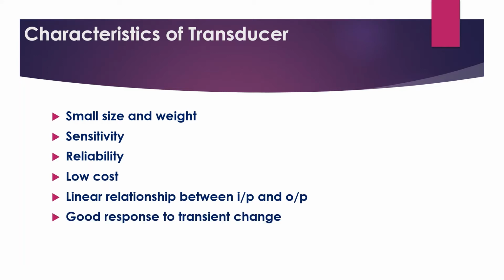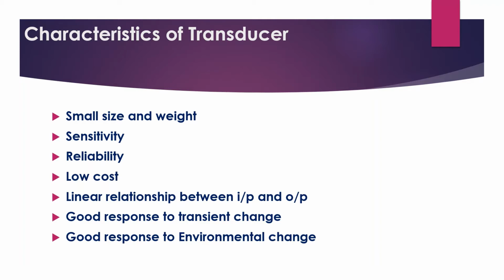And next is good response to transient change. If there is a fast change in the input, a corresponding fast change in the output should be produced. And the last important characteristic, it should have very good response to environmental change, or we say ambient change. That means if you design an instrument with a transducer, it should work in all weather or climatic conditions, or wherever it has been kept, whatever be the ambient temperature, it should give proper response. So these are very important characteristics of a transducer.